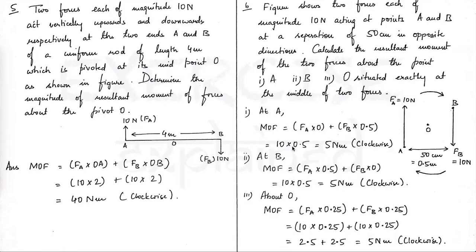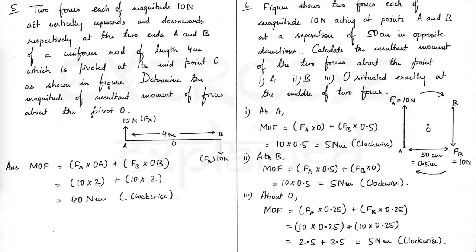So that gives me 10 into 0.5. So 10 into 0.5 gives me 5 Newton meter, and that's going to be clockwise, because this is acting like this. So it will be rotating about the point A like this. The way my mouse is rotating, it will be rotating like this. So it's going to be clockwise. So FA into 0.5, 10 into 0.5, gives me 5 Newton meter clockwise.